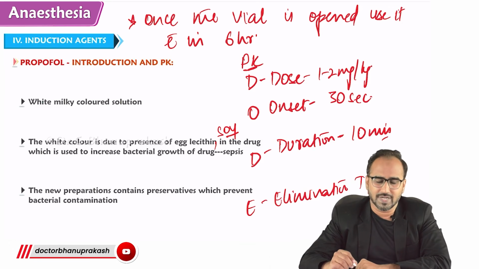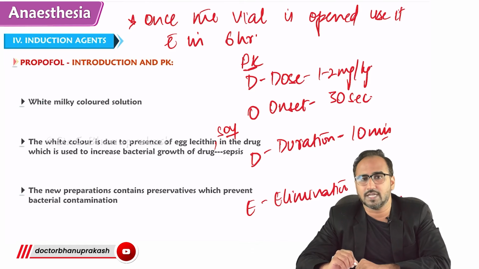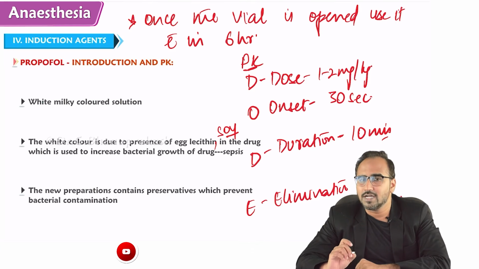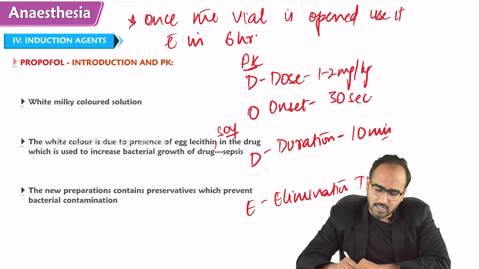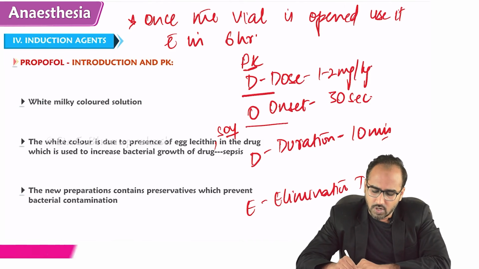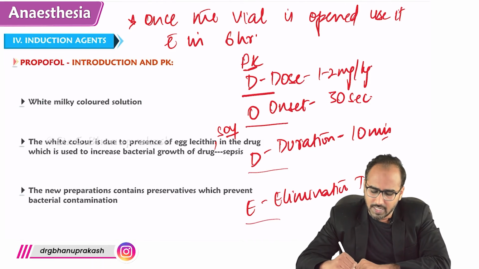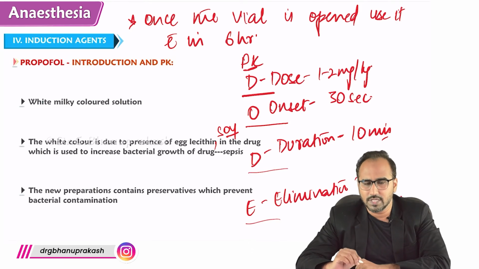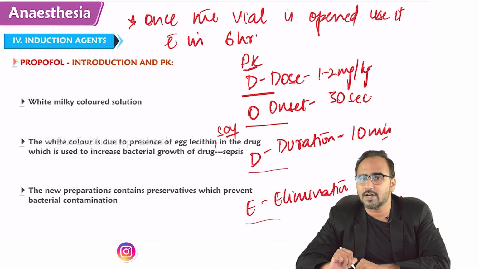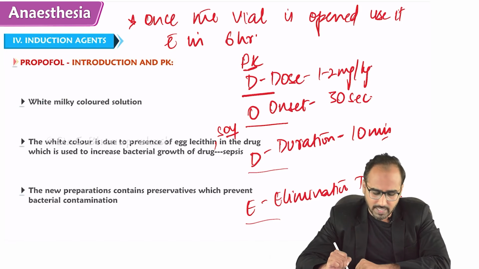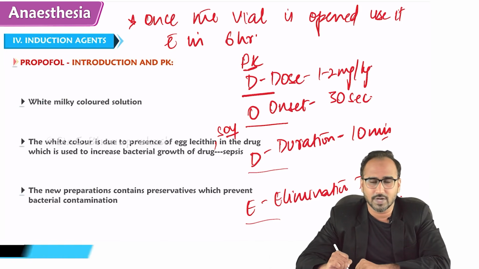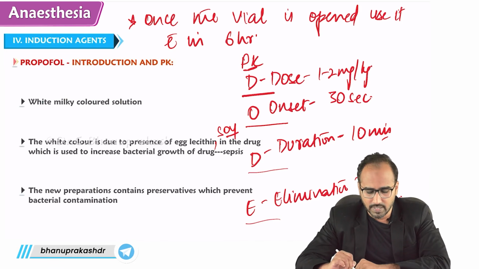So once again guys, what we need to discuss in Propofol pharmacokinetics is DODE. D is dose, O is onset, D is duration, and E is elimination T half. The dose is 1 to 2 mg per kg, onset 30 seconds, the duration is 10 minutes, and the elimination T half of Propofol is 10.4 hours.